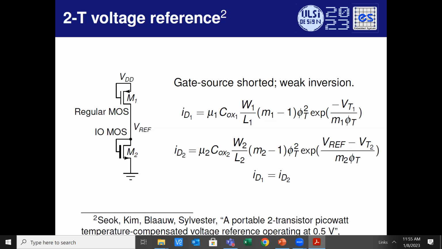Drain is at ground, gate is at VDD, and the source of the PMOS is at VDD. Gate is at VDD, source is at VDD, right? You would think that no current is going to flow through this device. But you have VDS. VDS is one full VDD over here, right? Gate is at VDD, drain is at 0 volts. Because of VDS, you will still have some current trickling through this PMOS device. So this is the premise, right?